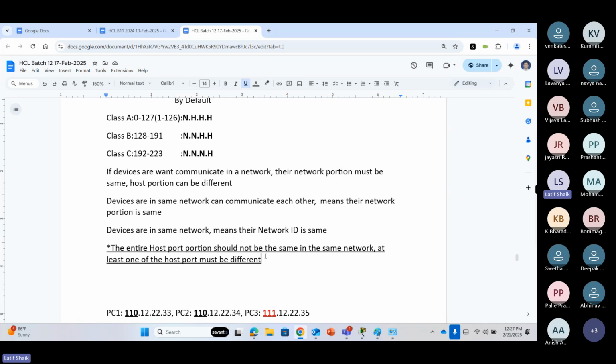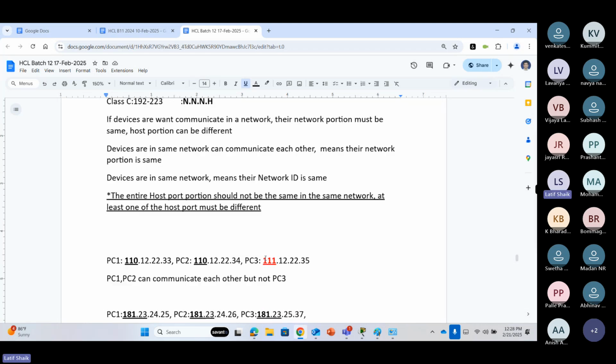One or more host portions can be different. If you take class C, only one host portion is there. But in class B and class A, there are 2 or 3 host portions, so out of 2 or 3, if one portion is different, good. 2 portions are different, good. All portions are different, good. No problem. Okay. But at least one.